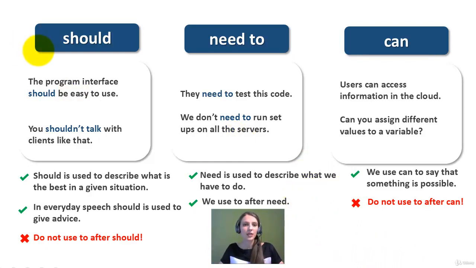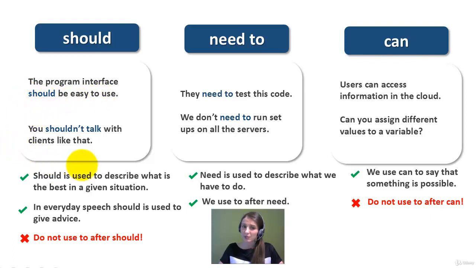The first word is should. Should is used to describe what is best in a given situation. What is the best possible option? For example, the program interface should be easy to use. So you are in a meeting, you're discussing the program interface, and you think that the most important thing is that it is easy to use. So that's what you can say. It should be easy to use.